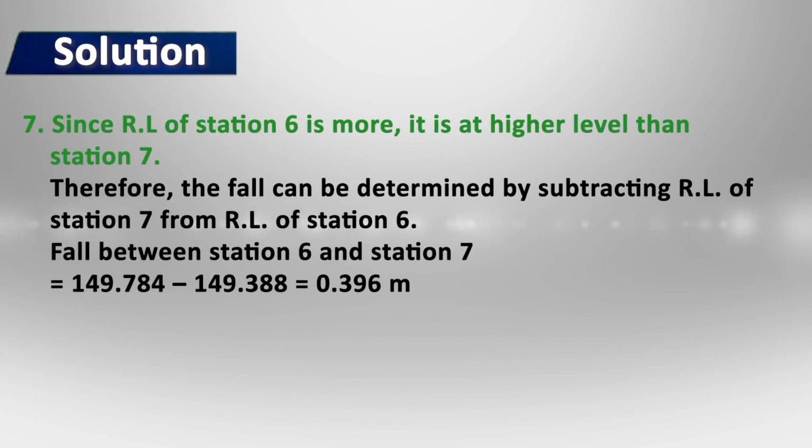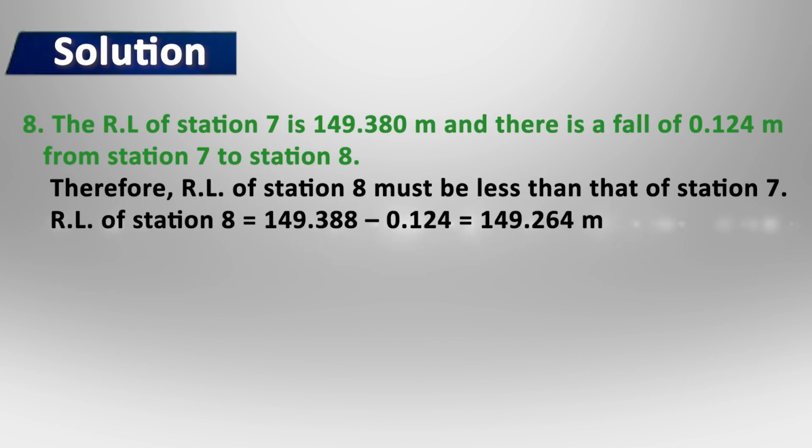The fall between station 6 and station 7 is missing. Since the reduced level of station 6 is higher than that of station 7, the fall can be determined by subtracting the reduced level of station 7 from the reduced level of station 6. The fall between station 6 and 7 will be equal to 149.784 minus 149.388, which is equal to 0.396 meters.